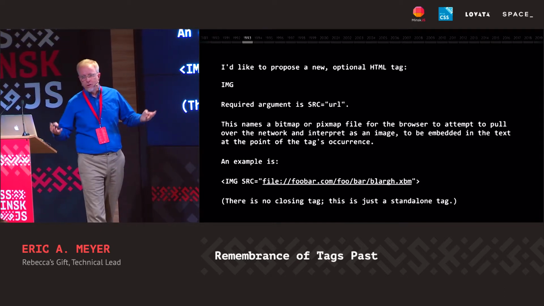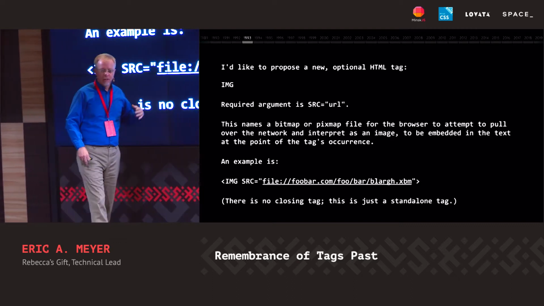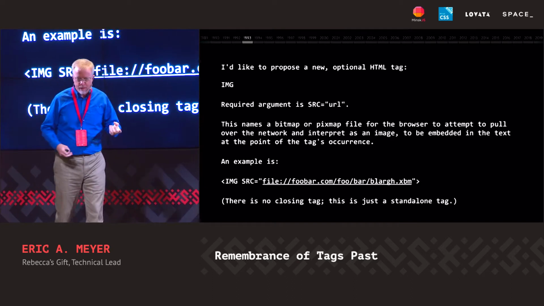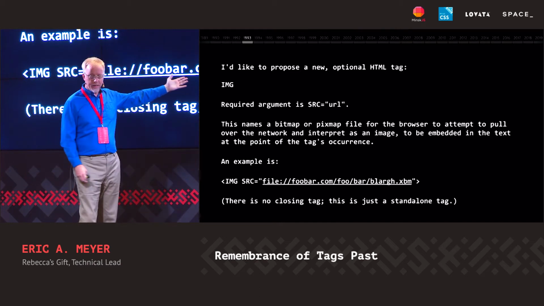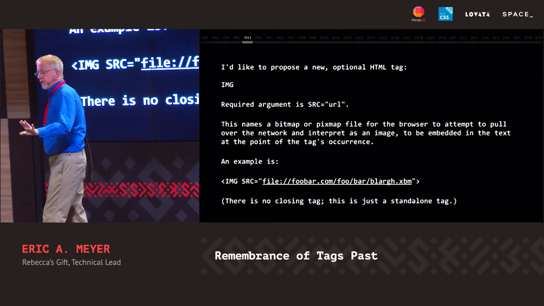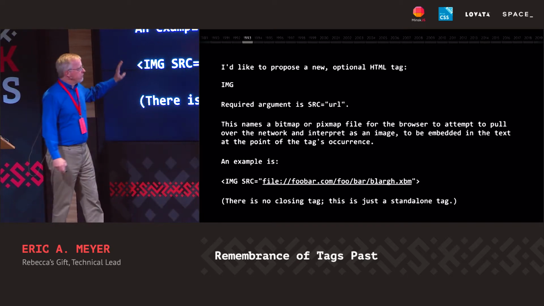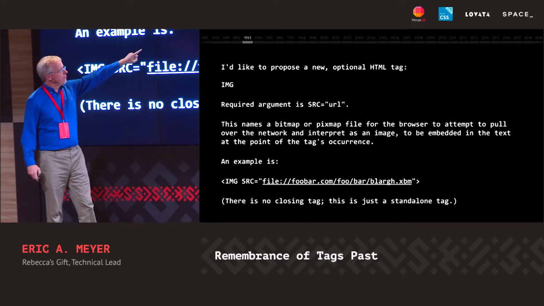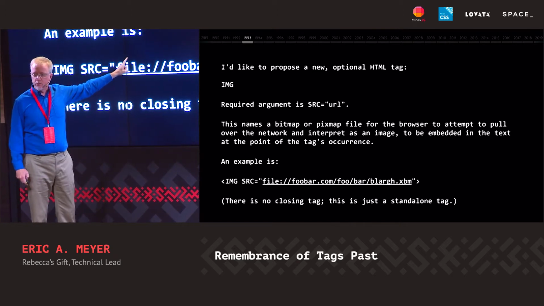And it'll have an SRC attribute that points to an image file, and then it'll pull in a bitmap or pixmap, as he called it, something like a JPEG or a GIF or an XBM, which was a very popular image format at the time. It's okay if you've never heard of it, ask your grandparents. But see, to be embedded in the text at the point of the tag's occurrence.